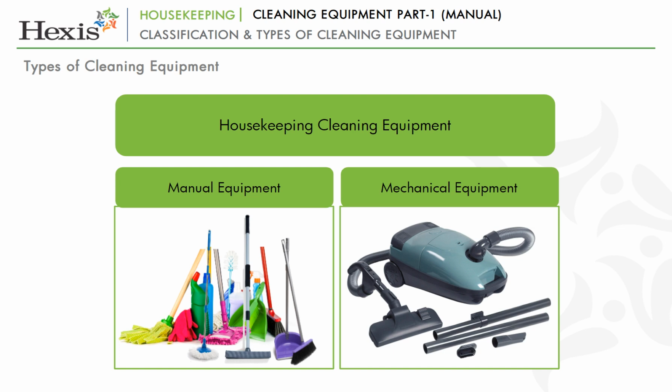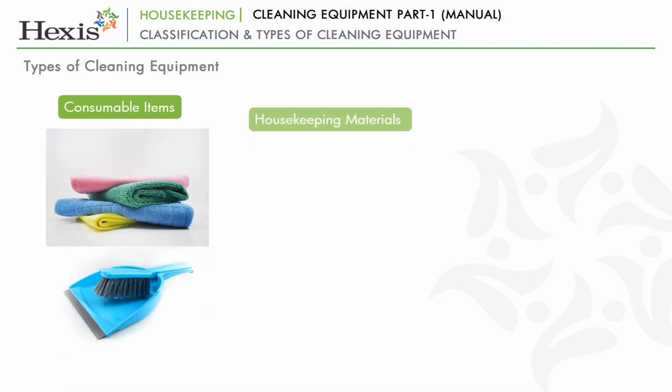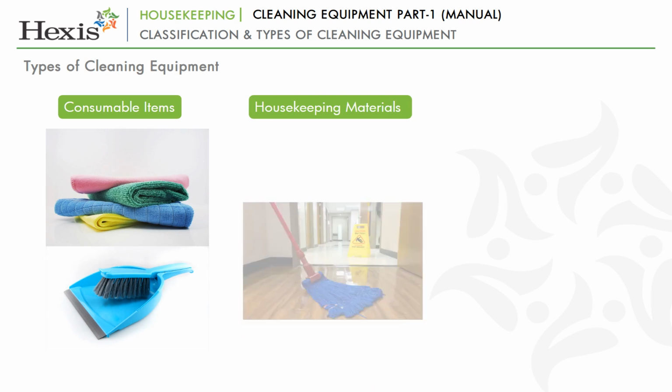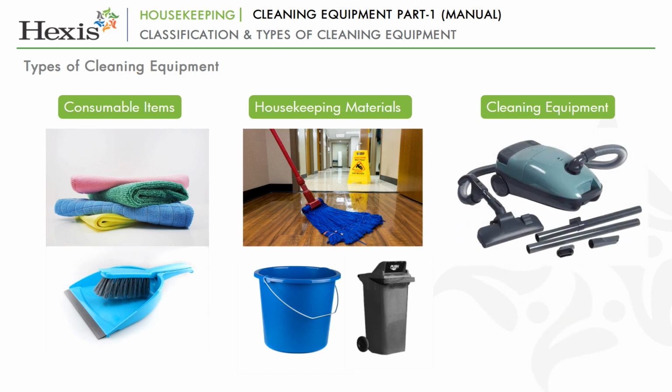The tools, tackles and equipment used for all housekeeping cleaning activities can also be broadly classified as follows. Consumable items like duster, brushes. Housekeeping materials like mops, buckets, dustbins, etc. Cleaning equipment, for example, mechanical machines.